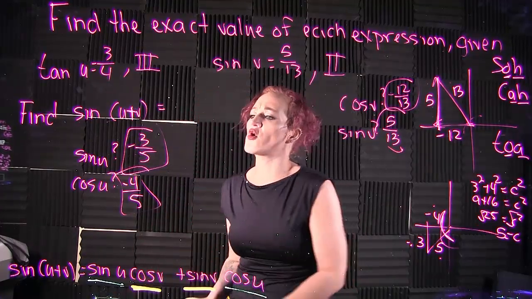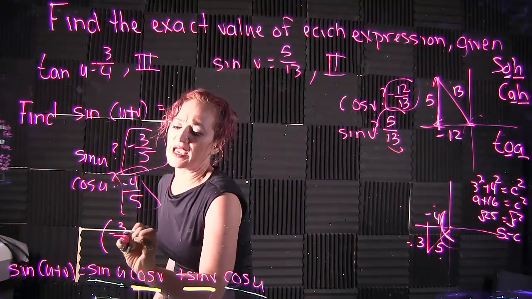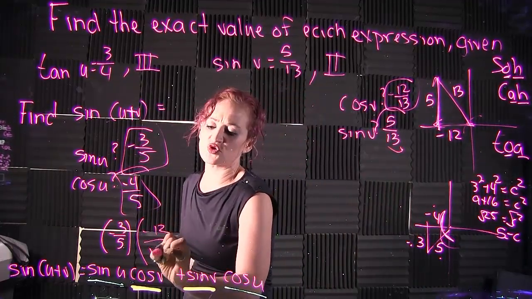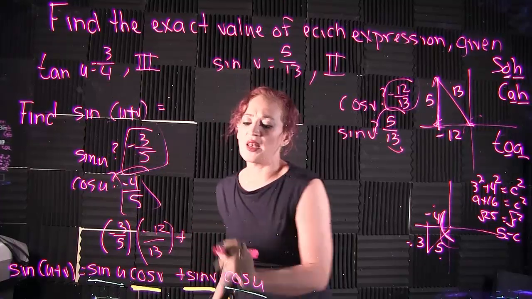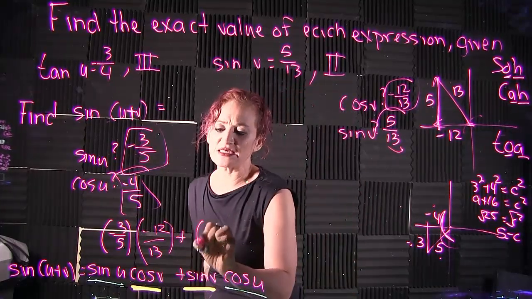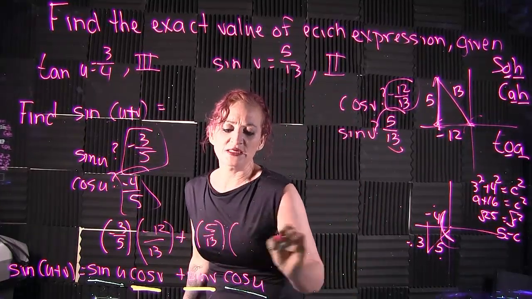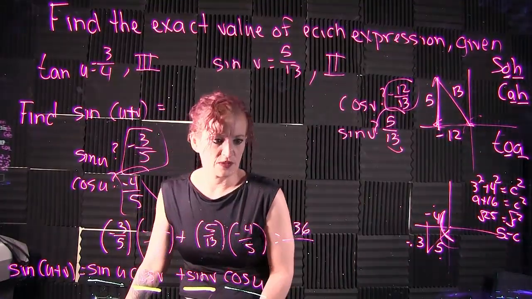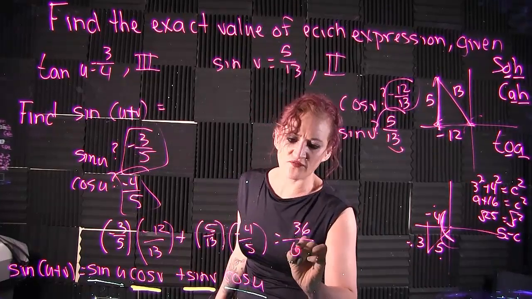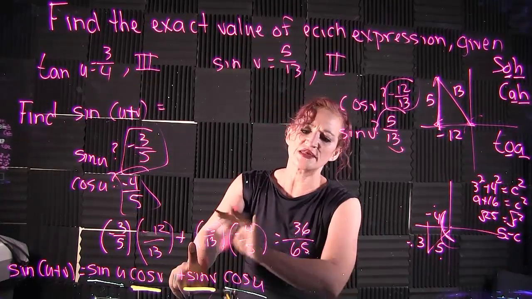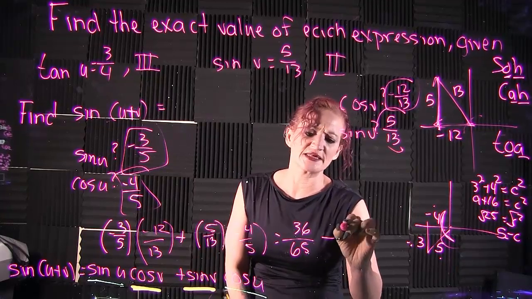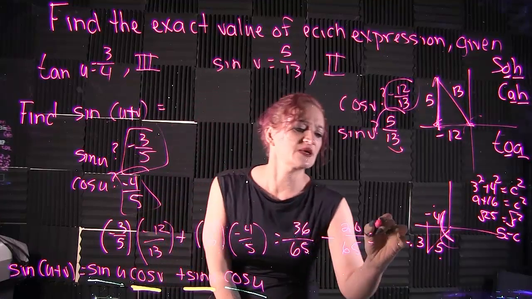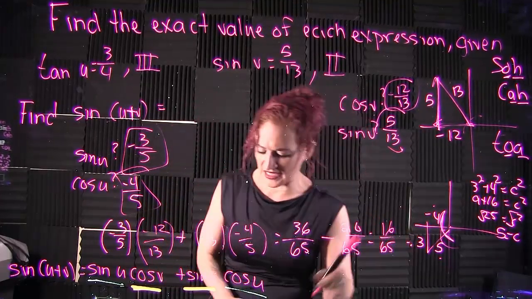Following the formula, sine u is a -3/5 times cosine v is a -12/13 plus sine v is 5/13 times cosine u is a -4/5. We are left with the 36 over a 65, and then different signs here makes that minus a 20 over a 65, which once we simplify that, that is a 16 over 65.